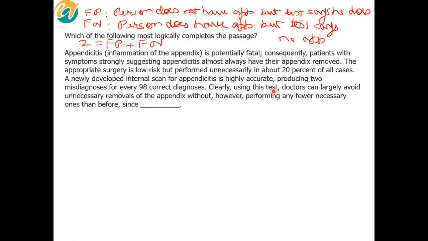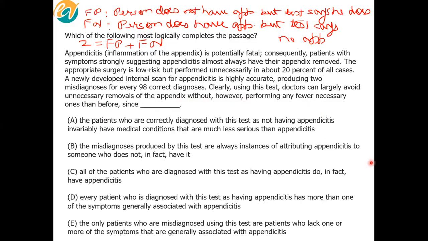Now read the last sentence. Clearly using this test, this newly developed internal scan, doctors can largely avoid unnecessary removals of the appendix without, however, performing any fewer necessary ones than before, since, and these are the answer choices.